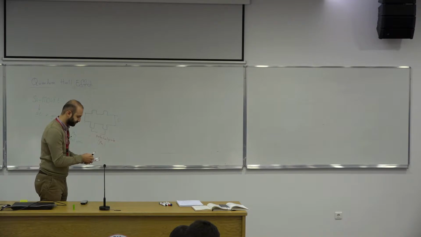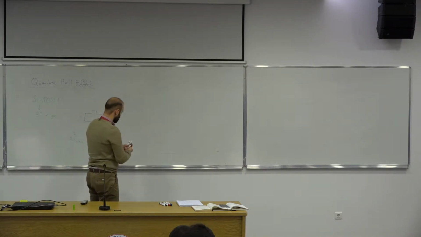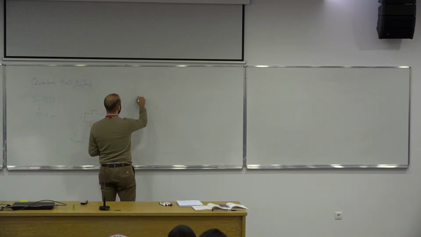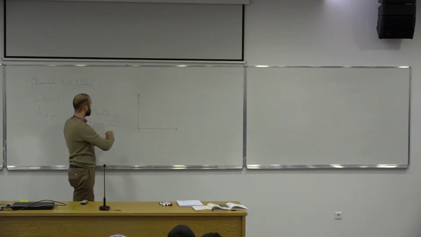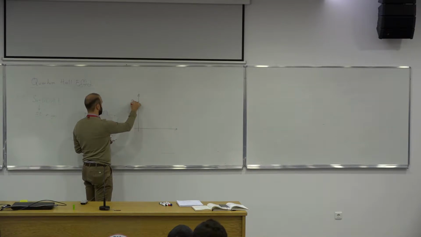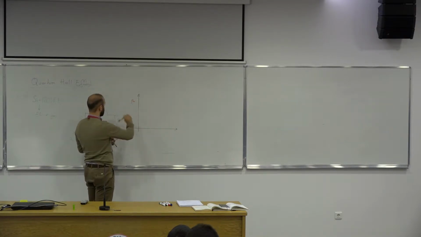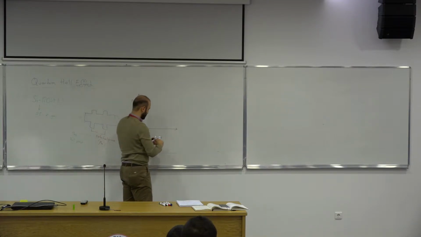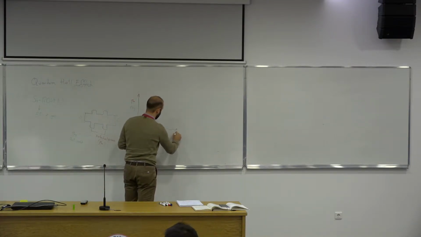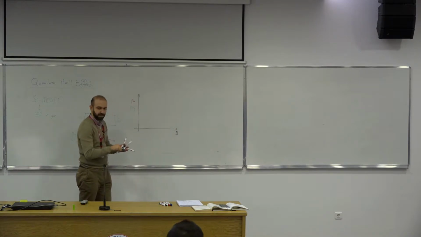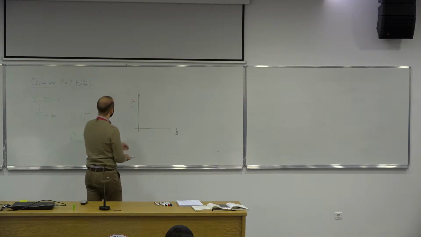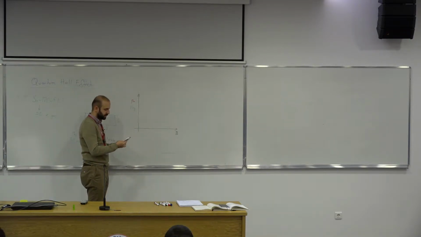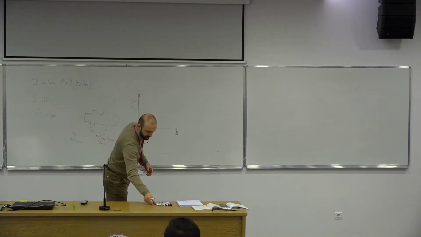Okay. And what we got when we measure rho XX and rho XY as a function of the magnetic field turns out to be something like this. Now let me draw rho XY first. This is what we get.